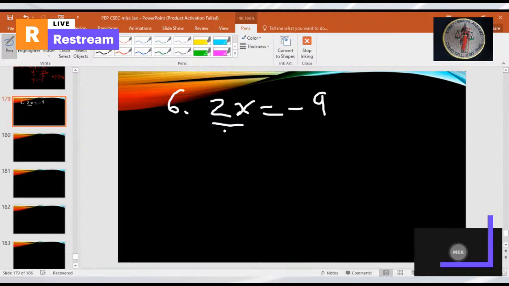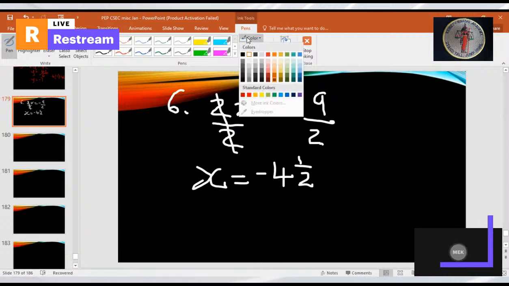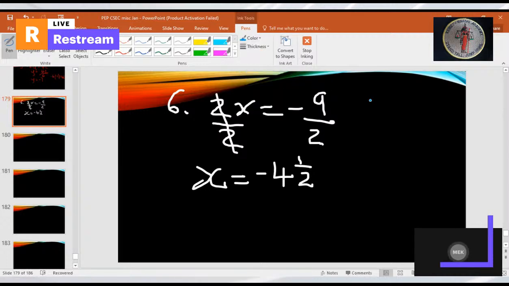So you'd have x equals negative 4.5. And plugging that back in, 2 times negative 4.5 does give negative 9. Or the way I've been doing it is to say, if we have the original, we are going to move the 2 to the right, so we have to divide by 2.